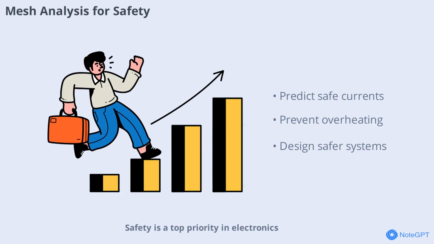Safety is a top priority in electronics. Mesh analysis helps ensure that currents and voltages stay within safe limits, preventing overheating or damage. By accurately predicting circuit behavior, you can design safer systems and avoid costly failures.